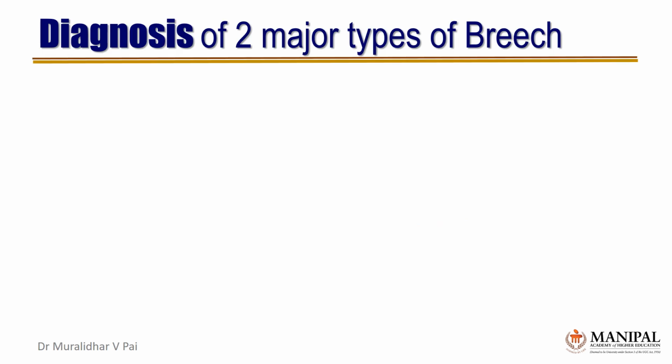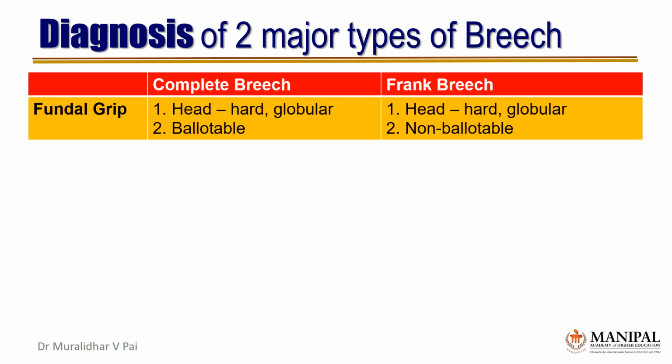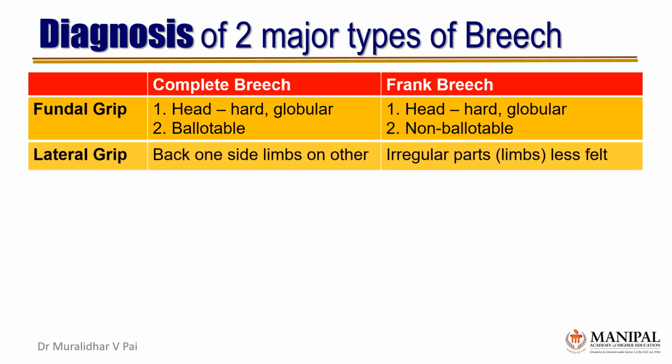This slide shows the signs that can diagnose two major types of breech. On fundal grip, the hard head is ballotable in a complete breech, whereas it is non-ballotable in frank breech as it is splinted by the two extended legs. On lateral grip, in a complete breech, the back is on one side and the irregular limb buds are on the other side, whereas in frank breech, because the legs are extended, there won't be limb buds felt on either of the sides.